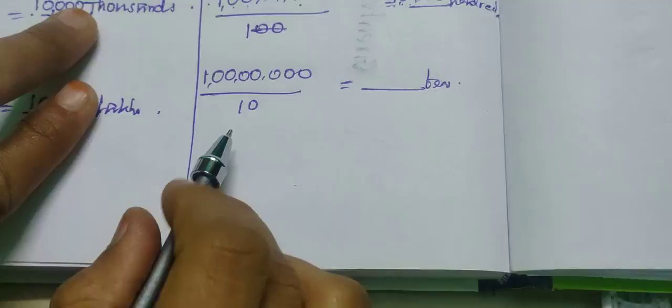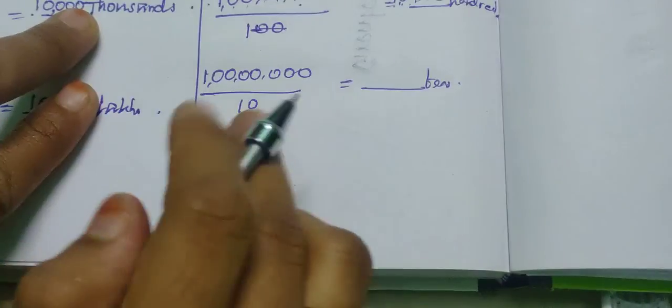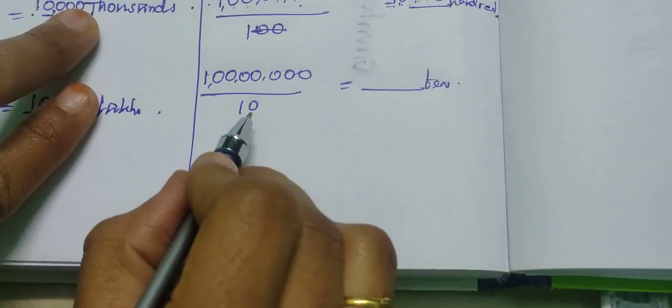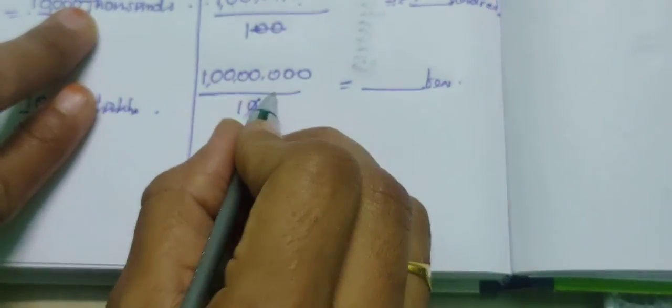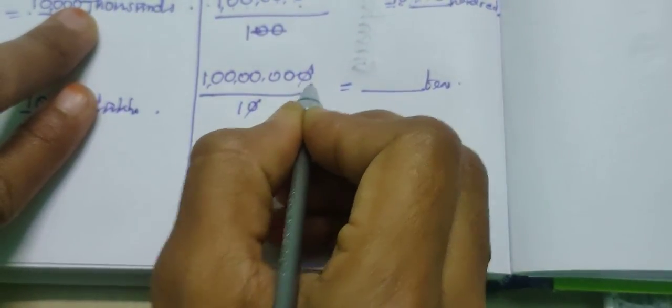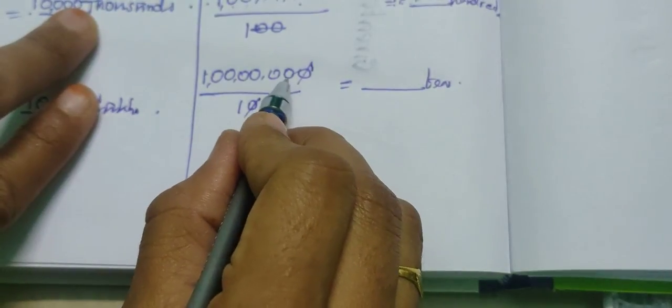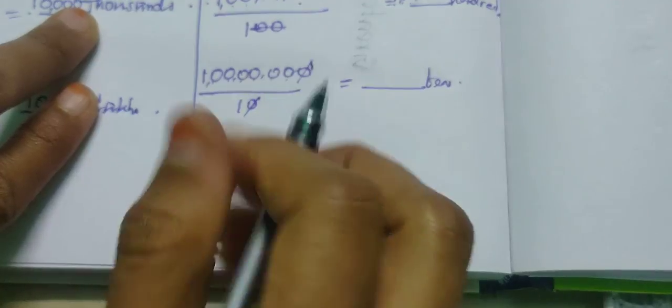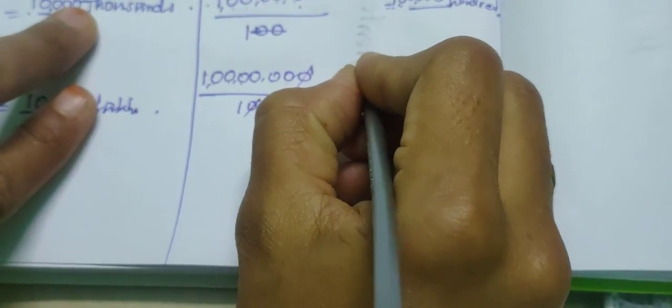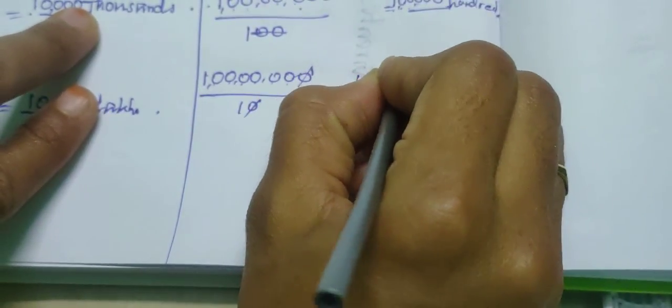So we are going to find how many tens a crore has. In tens we have only one 0, so strike out that 0, and here also we strike out only one 0. Then count the zeros: 1, 2, 3, 4, 5, 6. So totally 6 zeros.